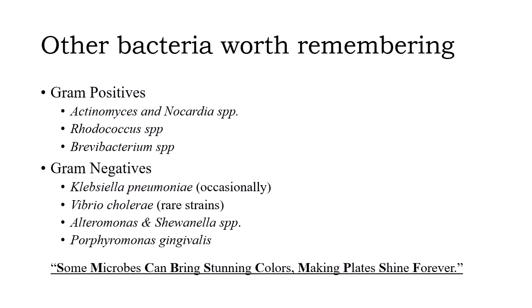Apart from the bacteria we have studied till now, we have some gram positives like the Actinomyces and Nocardia group, the Rhodococcus, Brevibacterium among the gram positives. Among the gram negatives, very rarely some of the Klebsiella pneumoniae strains and Vibrio cholerae strains may produce a pigment. And you have the Altermonas, Shewanella, and Porphyromonas group which produces the pigment.